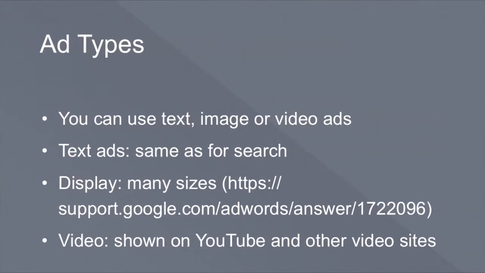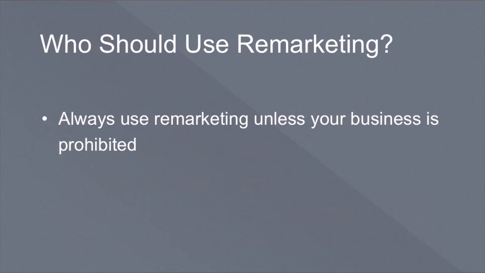It's phenomenally powerful. In terms of what you can do with it, you can use just about every type of ad available in Google. Text ads, image ads, videos. Text ads are exactly the same as for search. All the same features that are available in a search text ad are available in a remarketing text ad. We can use display, and I've just put a link in there to the Google guidelines, all the different display sizes of images that we can use. You can also show video ads on YouTube and other video sites. So there's a couple of technical bits, but we're going to spend more time looking at those in future sessions.